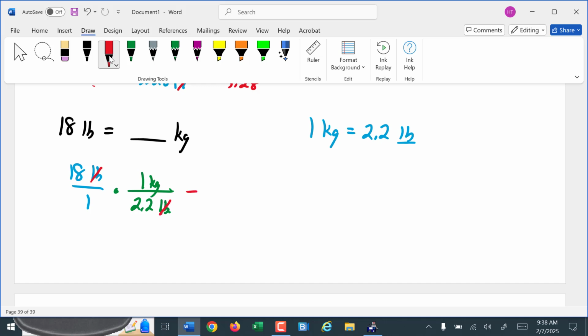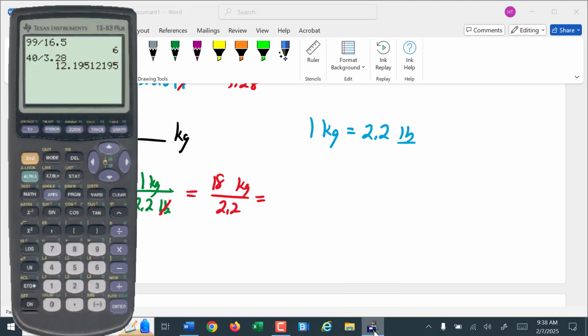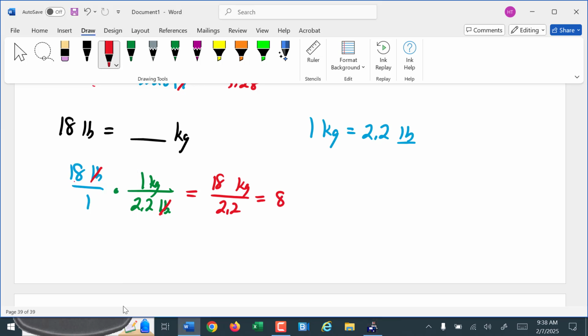So once again, the pounds will cancel out. 18 times 1 kilogram is 18 kilograms. On bottom, 1 times 2.2 is just 2.2. And then we have to divide out. So 18 kilograms divided by 2.2 pounds. We get 8.18 kilograms.